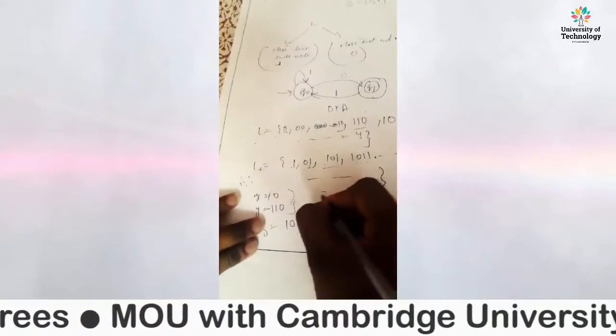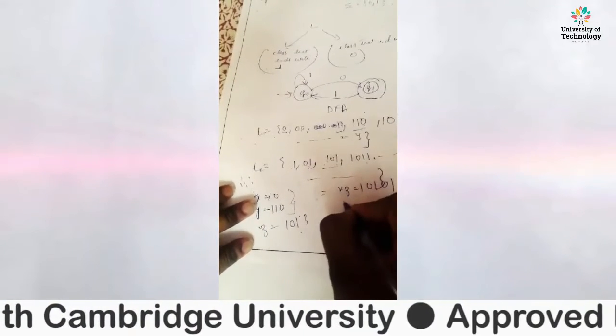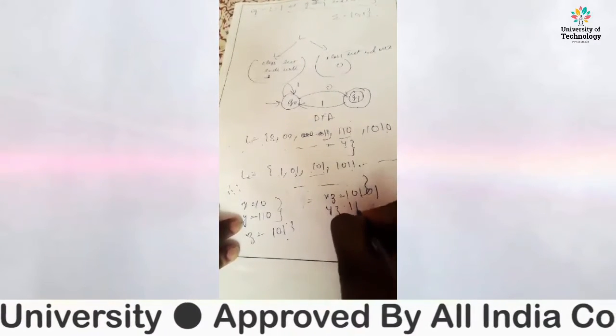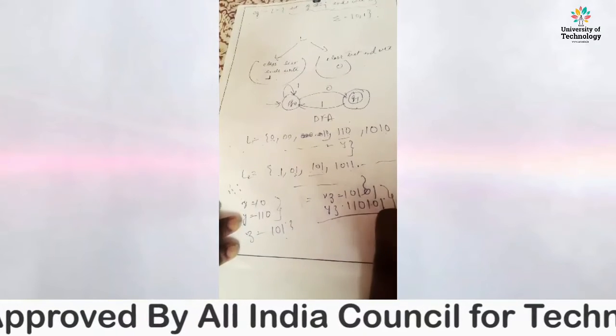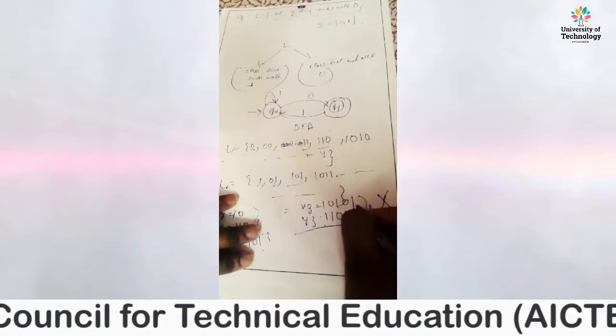Now if we make xz, it is going to be 1 0 1 0 1. Then yz is going to be 1 1 0 1 0 1. See, it ends with 1, and according to the clause, it should end with 0. So this is not going to be a regular language since it ends with 1.